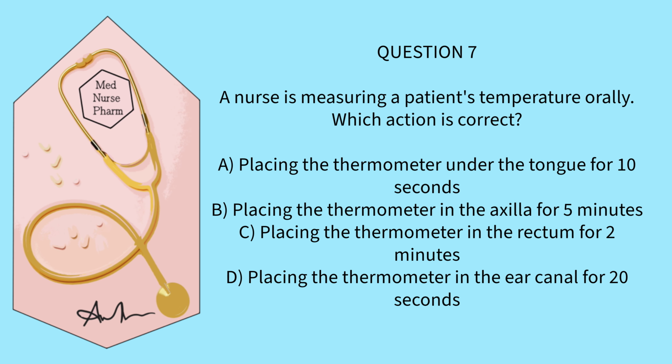Question 7. A nurse is measuring a patient's temperature orally. Which action is correct? Placing the thermometer under the tongue for 10 seconds, placing the thermometer in the axilla for 5 minutes, placing the thermometer in the rectum for 2 minutes, placing the thermometer in the ear canal for 20 seconds. Pause the video and select your answer.